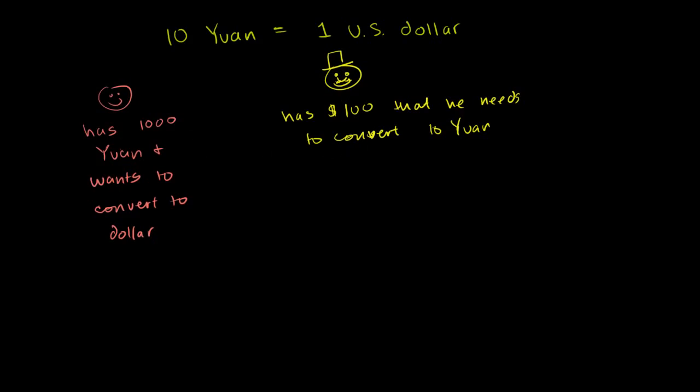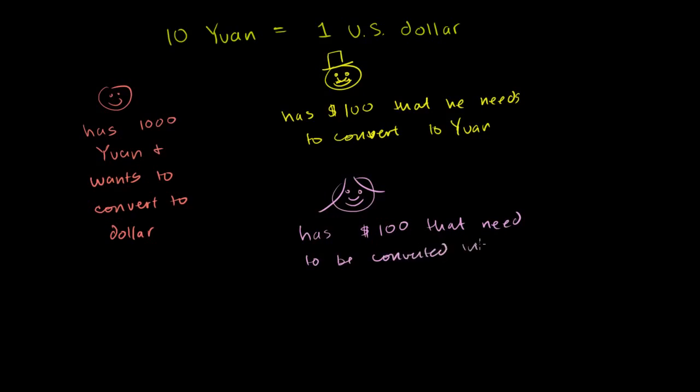And let's say that there's another character over here, and let's say that she also has $100 that needs to be converted into yuan. So net, what's happening here?